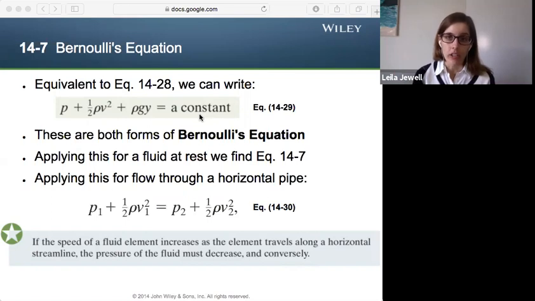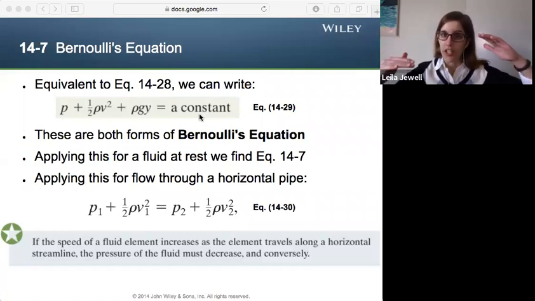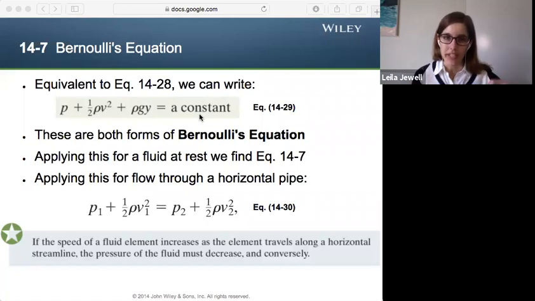Now we can check, what if we make our fluid at rest? Well, if we set our velocity equal to 0, then we find we have a static fluid, which matches our equation that we previously got, equation 14.7, for a static fluid, where you get more pressure as you go to greater and greater depths. But Bernoulli's equation now can account for if the fluid is also moving. That can be another factor that changes the pressure.